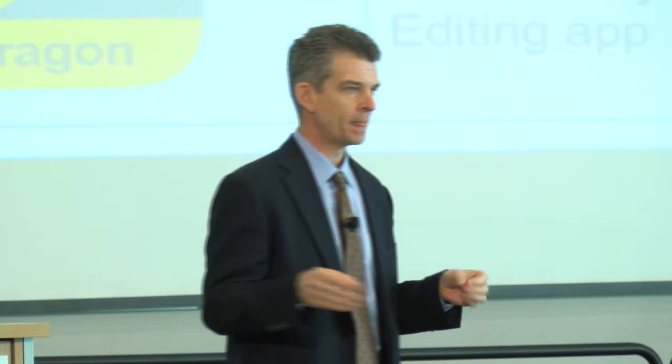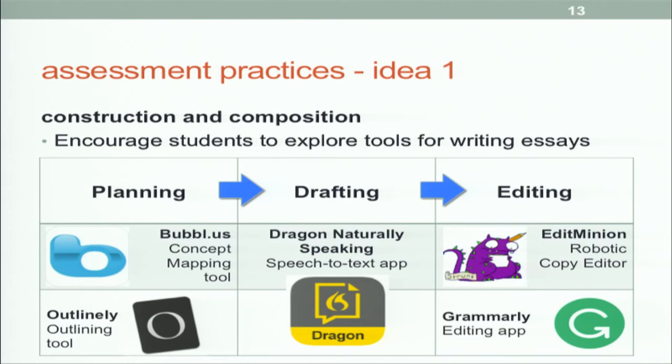And so I broke down the process of writing essays to, hey, there's a planning stage. And we know that especially UDL promotes using concept maps and other tools like that to help students plan out. There's also the concept of outlining. And so there are different apps. One's called bubble.us for concept mapping, and one's called Outlinely for outlining. And so I tell students, hey, to plan the process, don't even worry about writing it on a piece of paper or typing it up. Think of alternate ways that you can use to plan your essay.